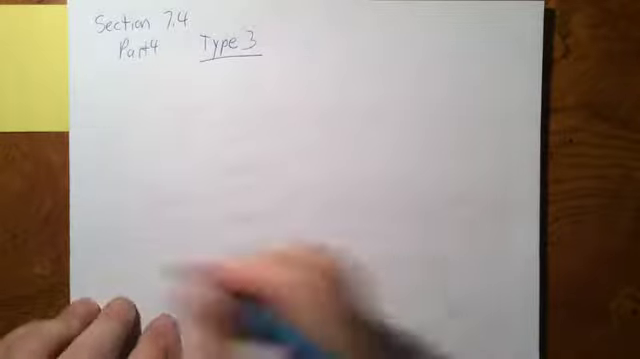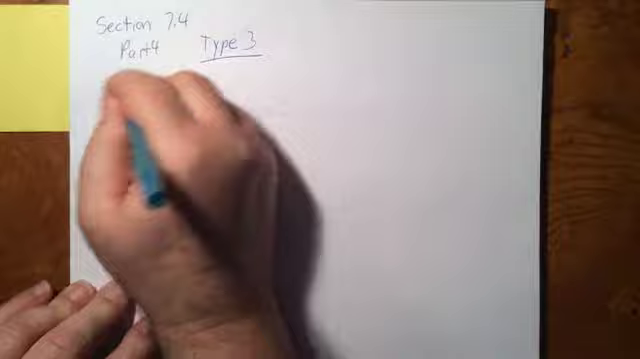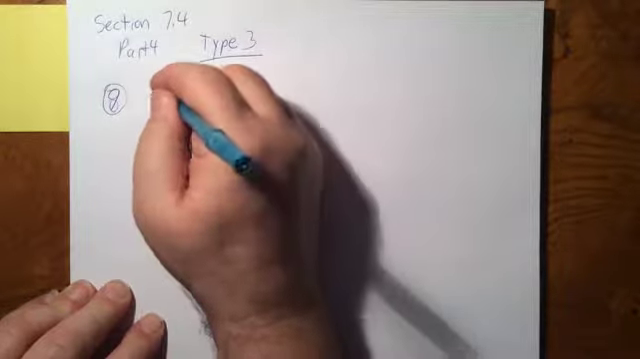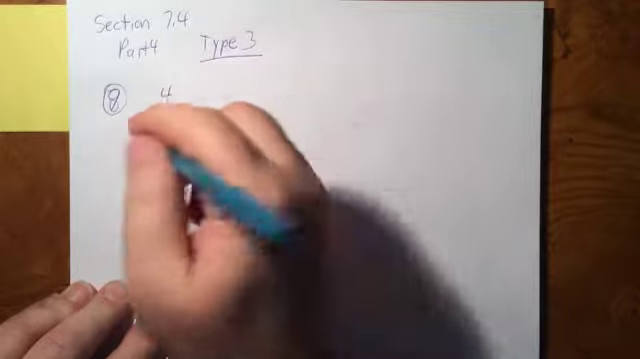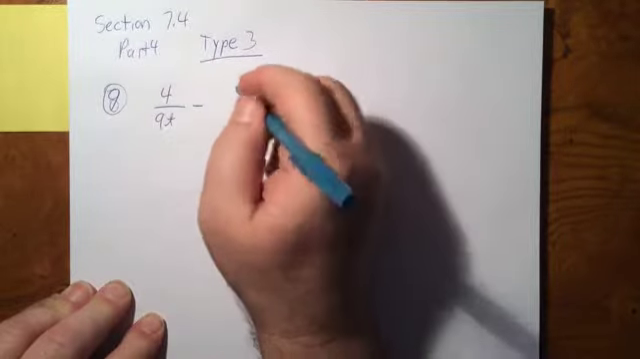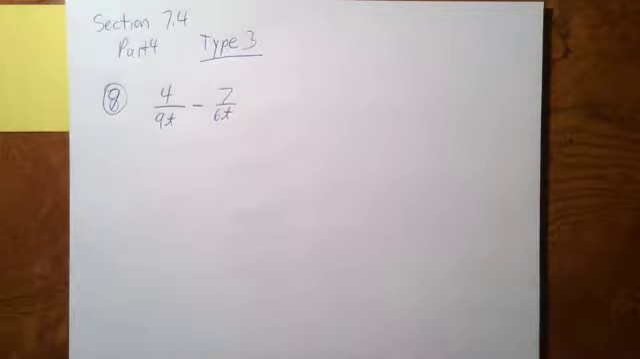So let's go ahead and take a look at some examples, some that perhaps aren't too difficult. We're going to start with question 8. This is 4 over 9t minus 7 over 6t. We're going to begin with something fairly simple and straightforward.